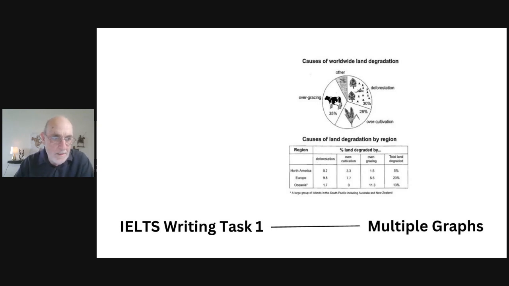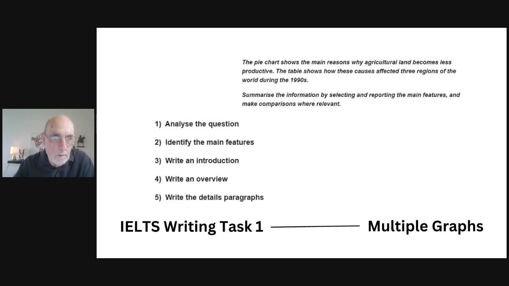So let's get started and first have a little overview of what's involved in writing a task 1 essay and multiple graphs. So there basically are 5 steps in completing the task for writing task 1. You need to analyze the question, you need to identify the main features, you'll write an introduction, you'll write an overview, and then you'll write your detailed paragraphs.